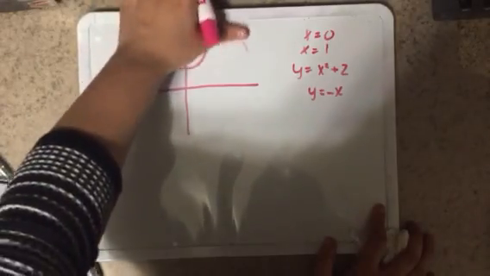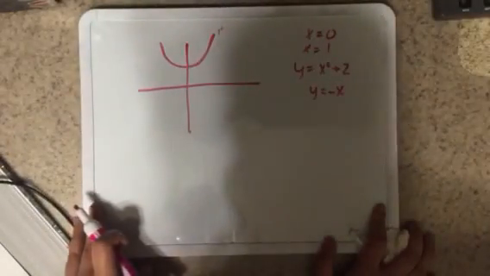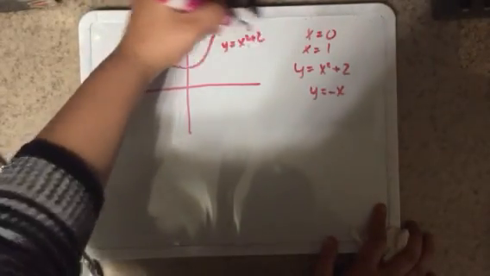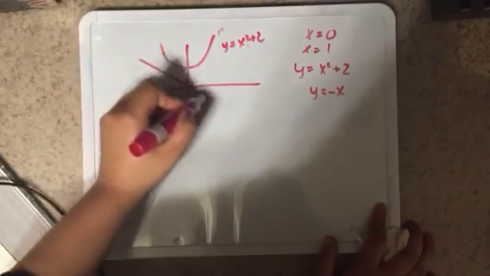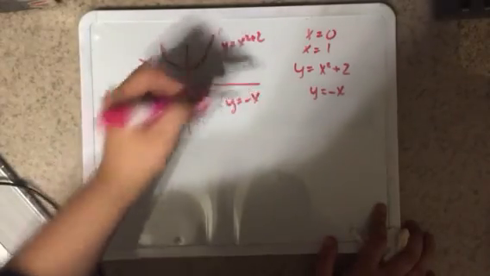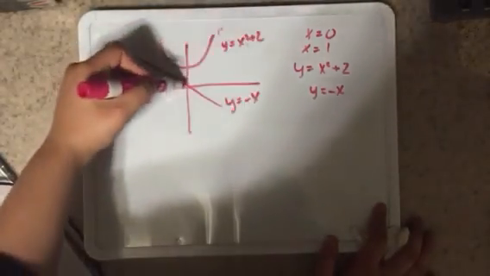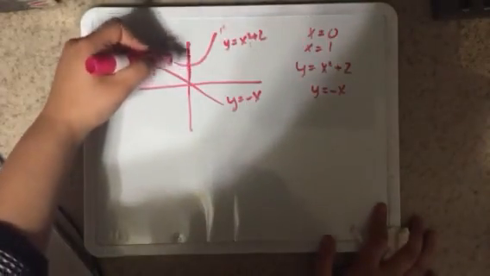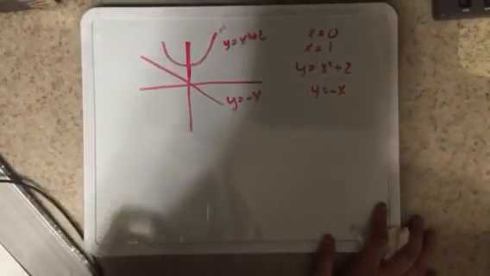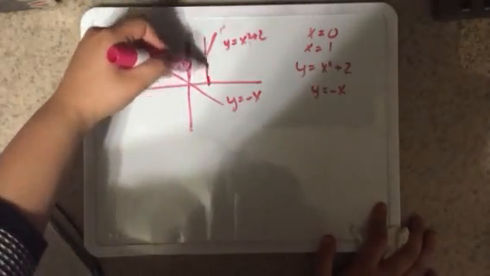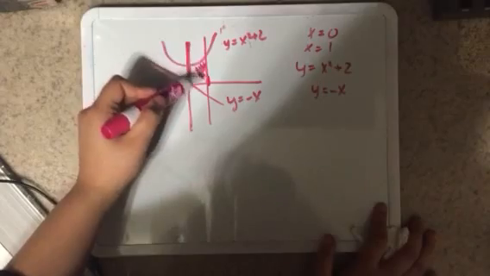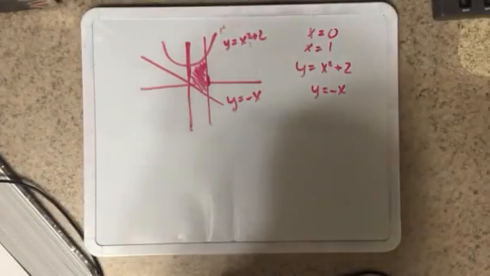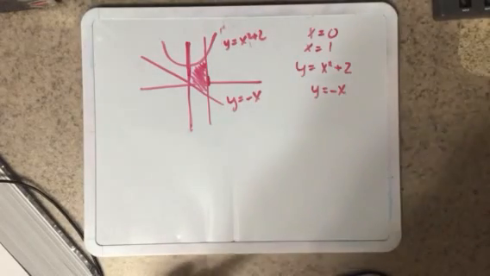This is y equals x squared plus 2, and this right here is y equals negative x. And then we know that x equals 0 is right here, and x equals 1, so we'll do x equals 1 right here. So we know it's between right here, this area. That is where our area is going to be of what we're trying to find.